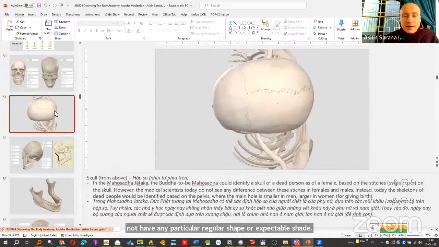Now let's look at it from the top. So as you can see here, the so-called, do you call them stitches? Yes, they're called stitches. So there are so-called stitches. Nobody stitched it, but it's stitched. It's stitched from the moment that our skull gradually formed.